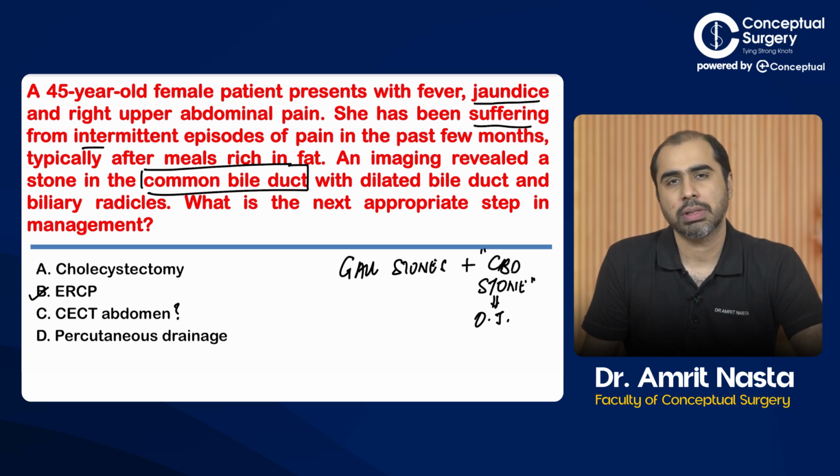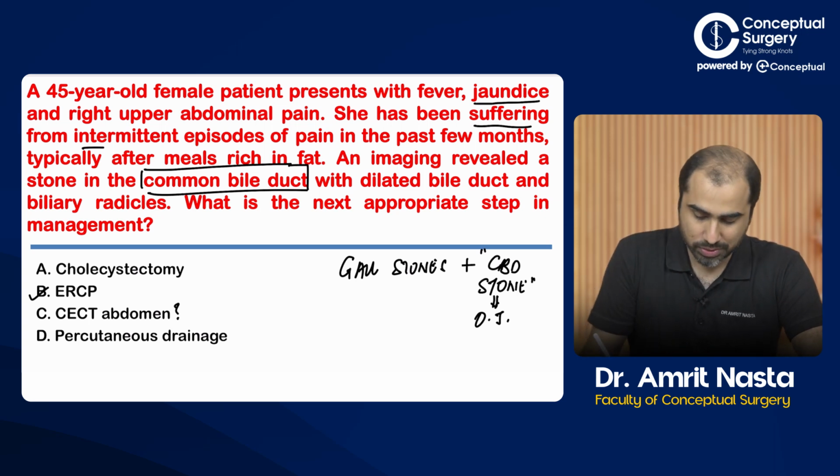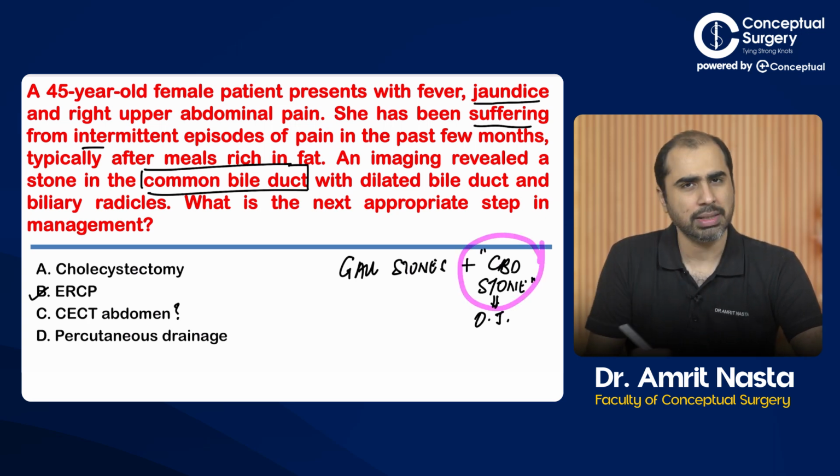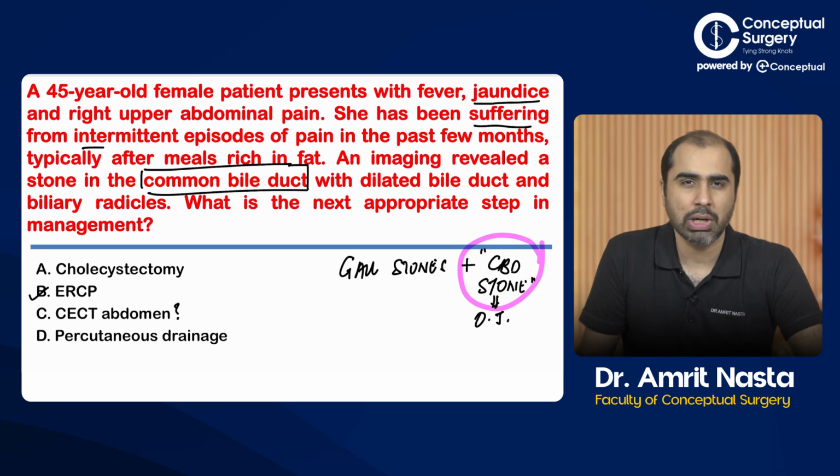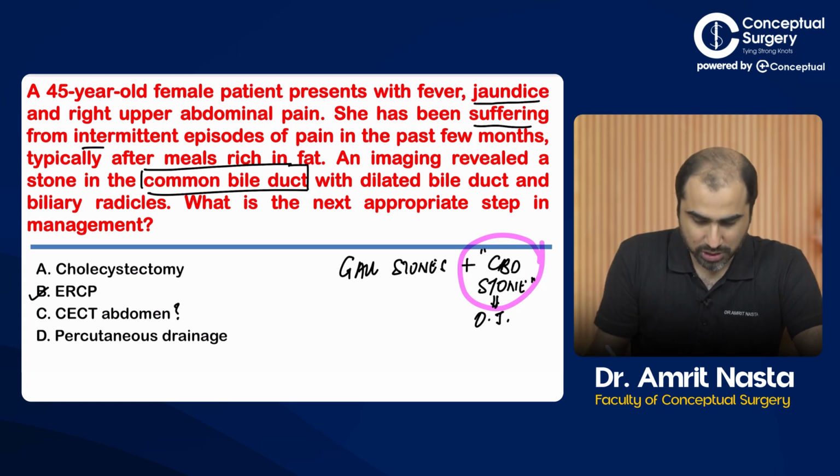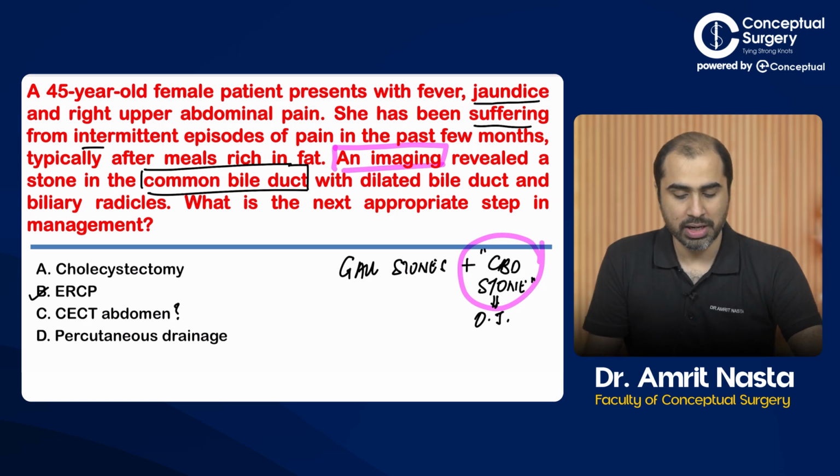Now the golden question, sir, why ERCP? Why is there no MRCP in the option? Should it be there in the option? How did I see the CBD stone? Can I see it just like that? Can I see it on ultrasound? Normally no. They have just told you an imaging revealed a stone in the CBD.